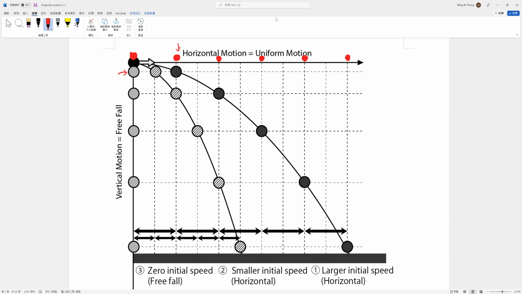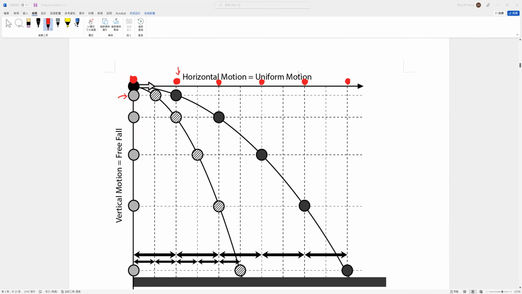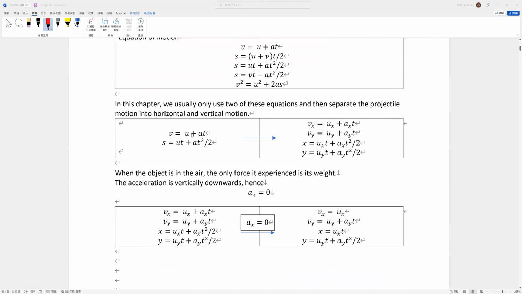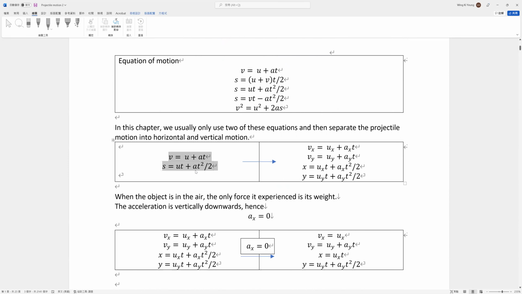So when we analyze projectile motion, we can always decompose it into 2 components: one is the horizontal motion, another one is the vertical motion. Now usually we just use 2 of the equations of motion, normally just these two. And then we will make it 4 equations. These 2 are horizontal, and these 2 are vertical.